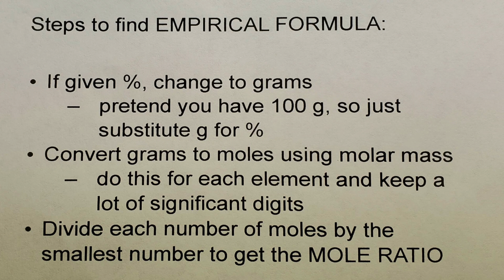Okay, so what we just did was we found the empirical formula when we already had the molecular formula. But normally what you're going to do is you're going to be finding the empirical formula first. I'm going to walk you through this process, but the two basic steps that you're going to do every time is you're going to convert grams to moles using molar mass, and then you're going to look at each of the numbers of moles and divide them by whichever number is the smallest to get a mole ratio.